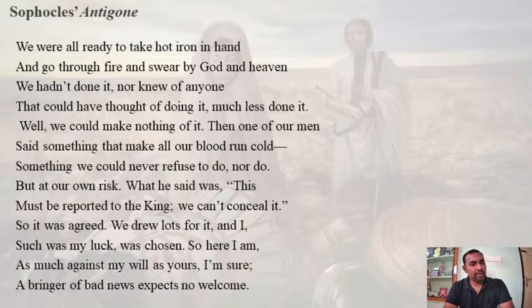So it was agreed. We drew lots for it, and I, such is my luck, was chosen. So here I am, as much against my will as yours. I'm sure a bringer of bad news expects no welcome. So the sentries, the watchmen, drew lots, and this particular sentry got the lot, and he was supposed to communicate this act to King Creon, and that is why he is there.